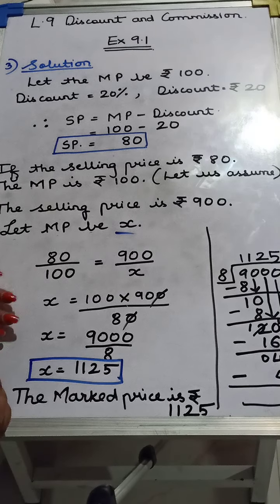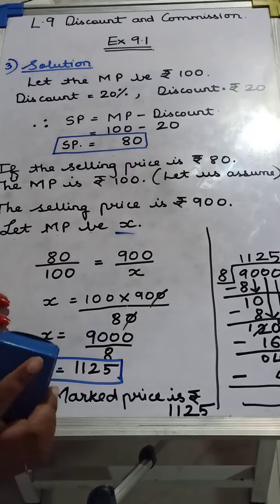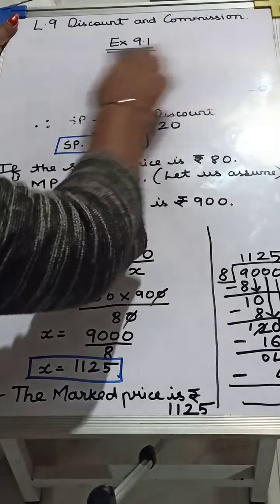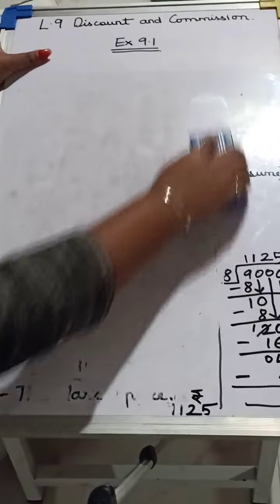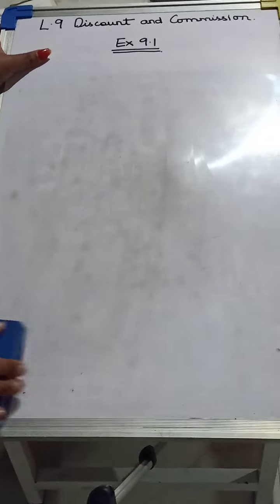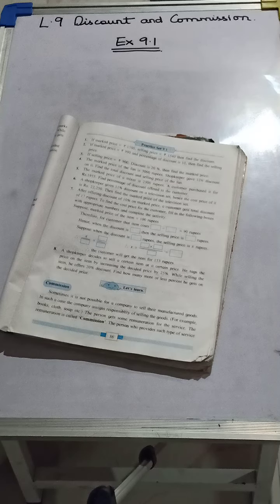If you have any doubts in the sum, you can ask me. Now we will continue with the fourth sum. Now again you are going to write the fourth sum. You will copy the fourth sum in your notebook and then start the solving of it.